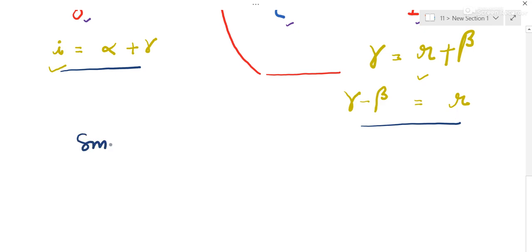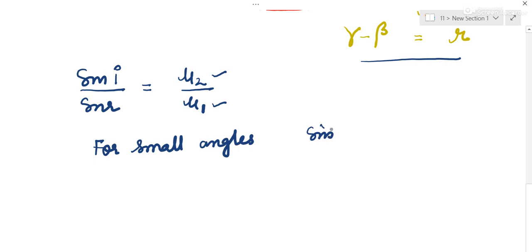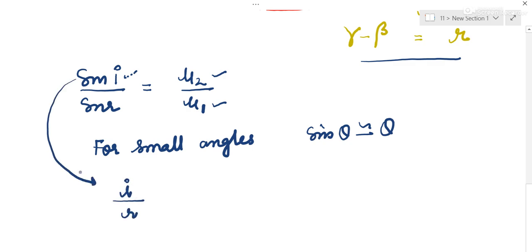Now using Snell's law, we have sin I by sin R is equal to mu 2, where you are going, by mu 1, where you are coming from. So it's not medium 1, medium 2, but where are you going and where are you coming from? Now for small angles, sine theta is approximately theta. So sine I would be I and sine R would be R, and this is equal to mu 2 by mu 1.